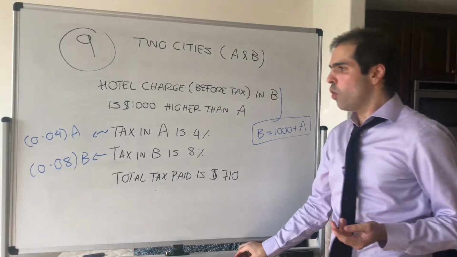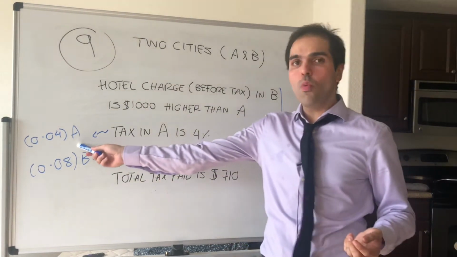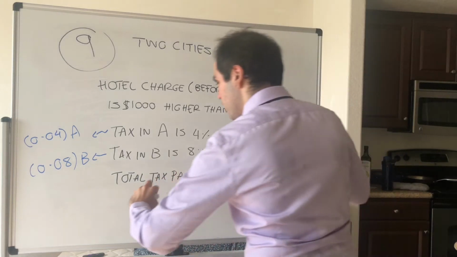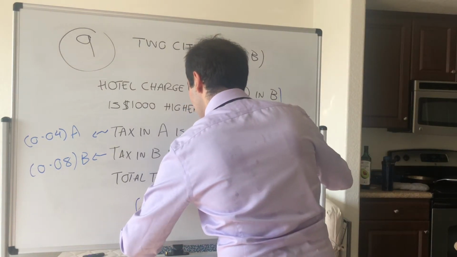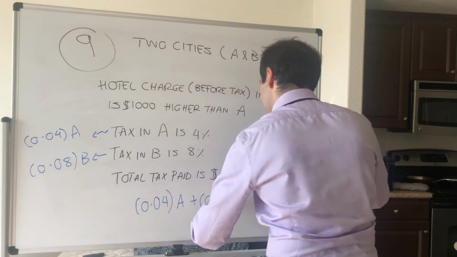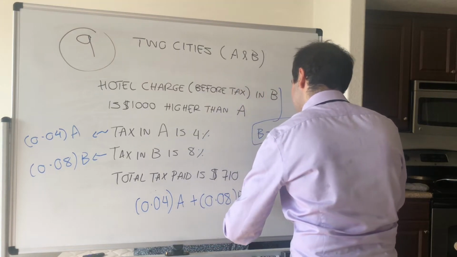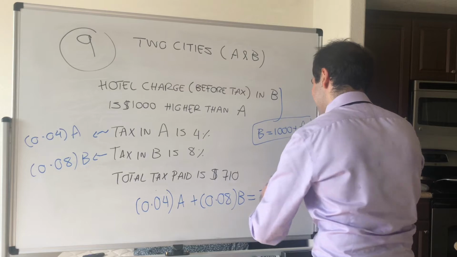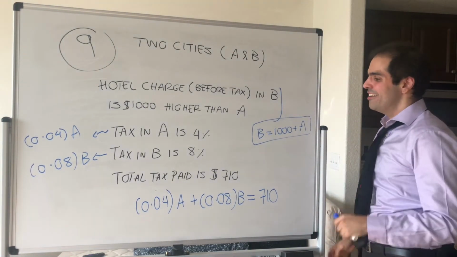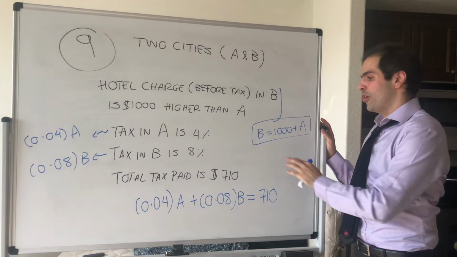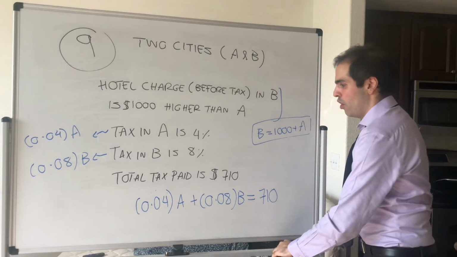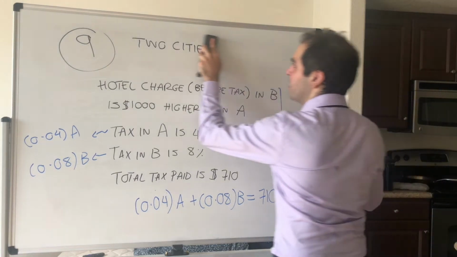Now, what is the total tax paid? It's the one that you paid in A plus the one that you paid in B. So what we know is that 0.04A plus 0.08B is 710. And as Archimedes would have said, Eureka, because we don't need words anymore. We already have our 2 equations, and we just need to solve for them.